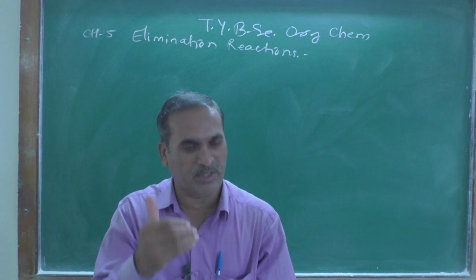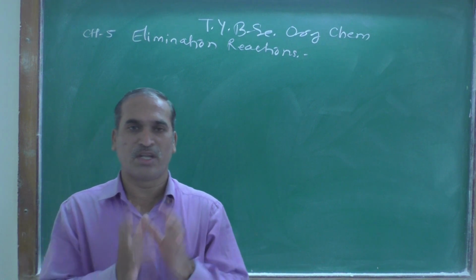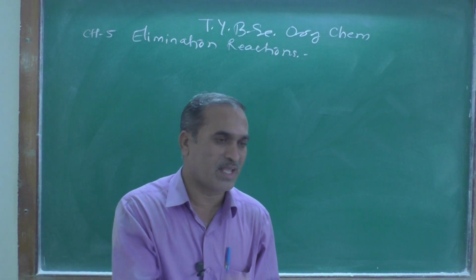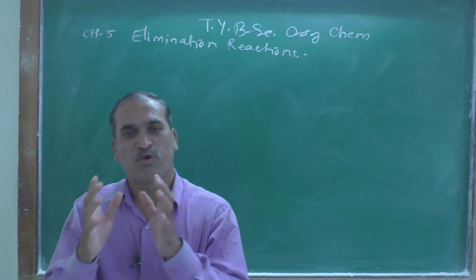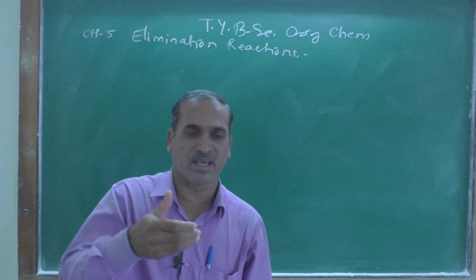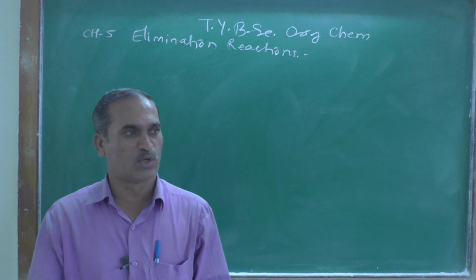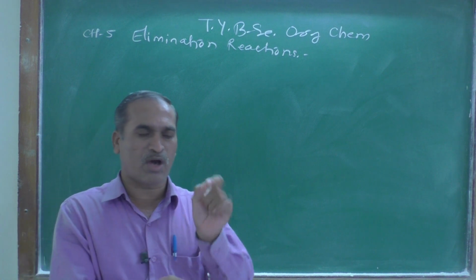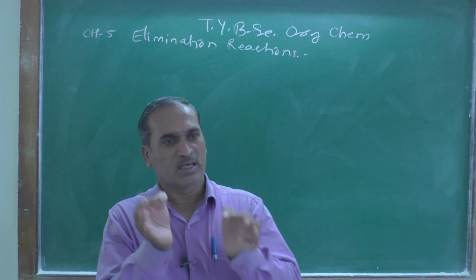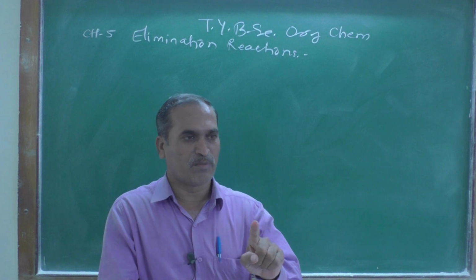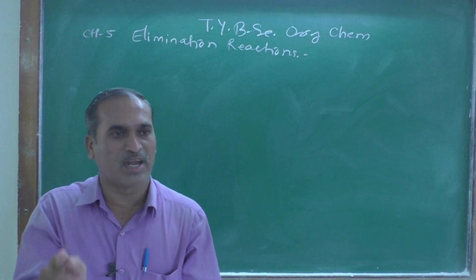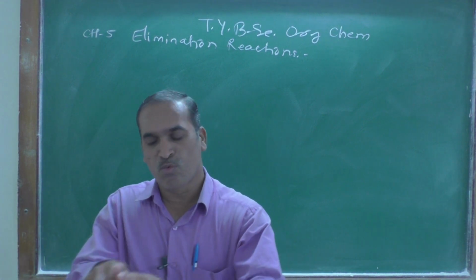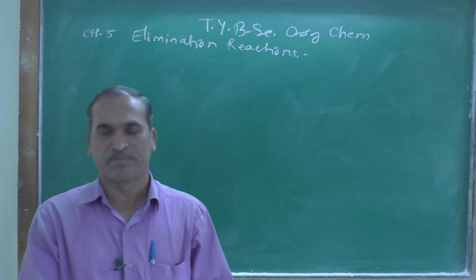Understood this? I am repeating this again. A reaction in which two atoms or groups of atoms are removed from the reactant or the substrate to form a product with a higher degree of unsaturation is known as an elimination reaction. And generally the atoms or groups of atoms are eliminated from the relative positions 1, 2, and that's why it is generally referred to as a 1,2 elimination reaction.